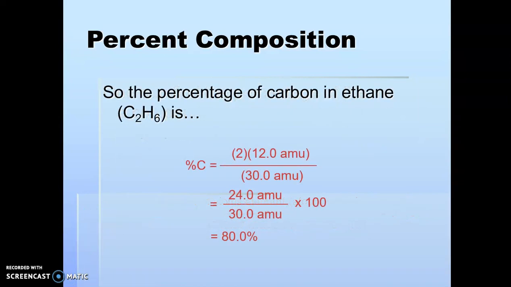So here's an example. If we're looking at ethane, which is C2H6, if we want to find the percent of carbon, you're going to take that little subscript 2, because there's 2 carbon atoms, multiply by the mass of 12, which is from the periodic table. Then you find the molar mass of the whole thing. So it's 2 carbons plus 6 hydrogens, so the molar mass of the whole compound is 30. So you do 24 divided by 30 times 100. So it would be 80% carbon.